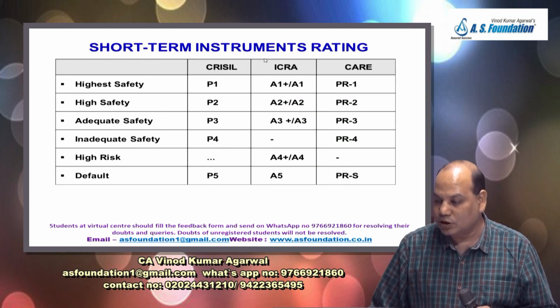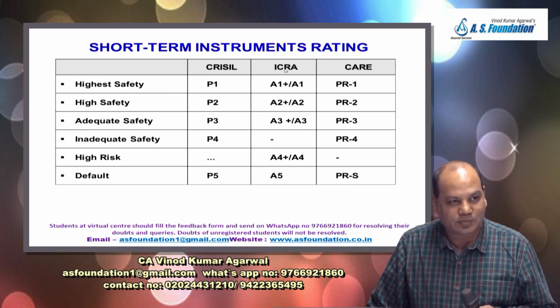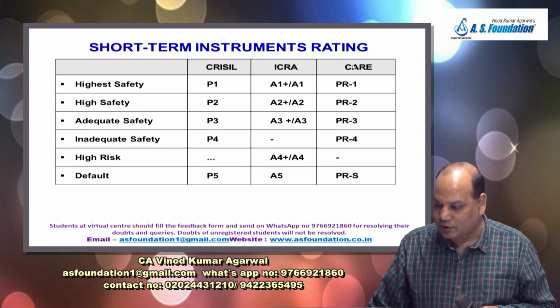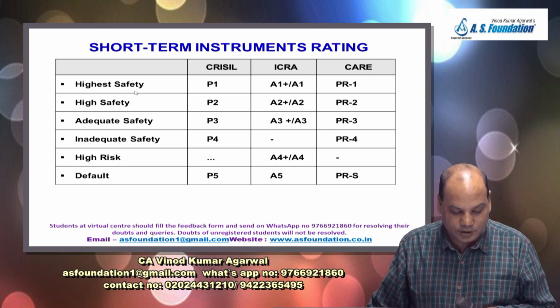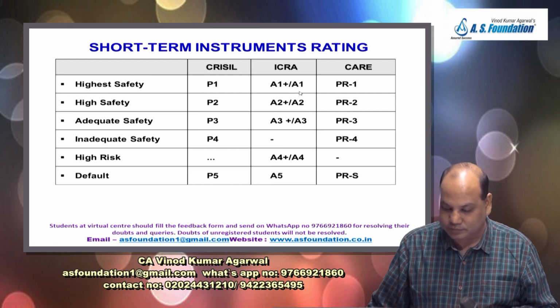Now see short-term instrument rating. Again, I could generate data for these 3 companies only: CRISIL, ICRA, CARE. The institute should have given this also. They have not. No problem. Highest safety P1. ICRA A1 plus or just A1. A1 plus they can write, means good. Even A1 is enough, and CARE will write PR1.